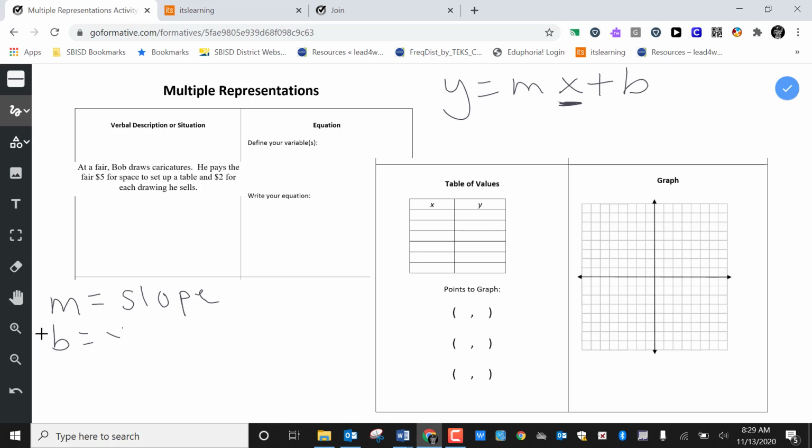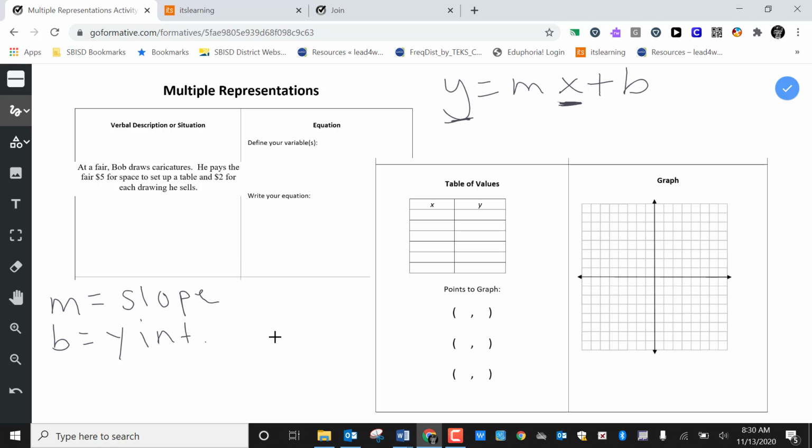B is your y-intercept. Once again, this is your initial value, something you're only doing one time. The x and the y represent values that you could put in the table or your ordered pairs. Okay, so let's read this problem. At a fair, Bob draws caricatures. He pays the fair $5 for space to set up a table and $2 for each drawing he sells.